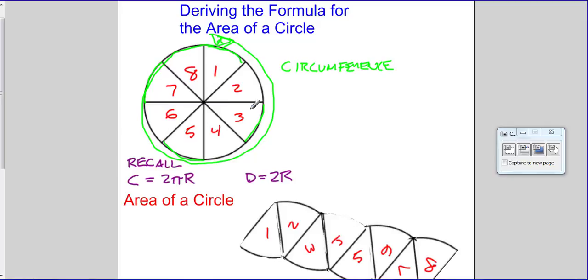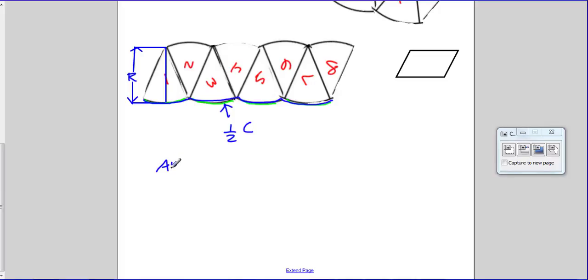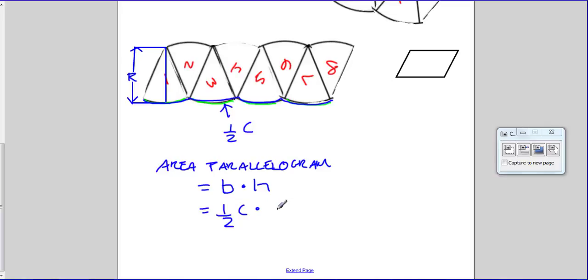So since half the pieces are marked, that means this 1, 3, 5, and 7 must be half a circumference. So the length of these arcs here has to be 1/2 of the circumference of a circle. So now this is approximately a parallelogram, and the area of a parallelogram, recall from previous videos, is base b times height h. Well, in this case, my base is approximated by 1/2 c, and my height is r.